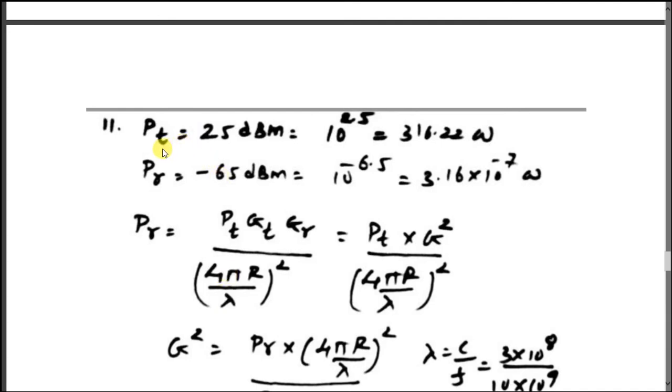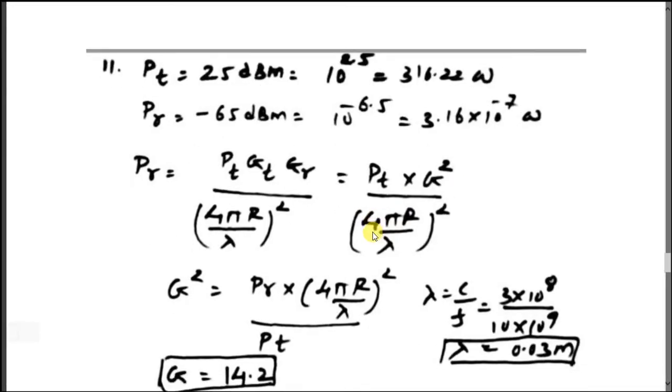Okay, so transmitter power is given as 25 dBm. So 25 dBm converted into a real number is 10 raised to 2.5, that will give 316.22 watt. Received power is also given as minus 65 dBm, so you convert into a real number, 10 raised to minus 6.5, that will give 3.16 × 10 raised to minus 7.